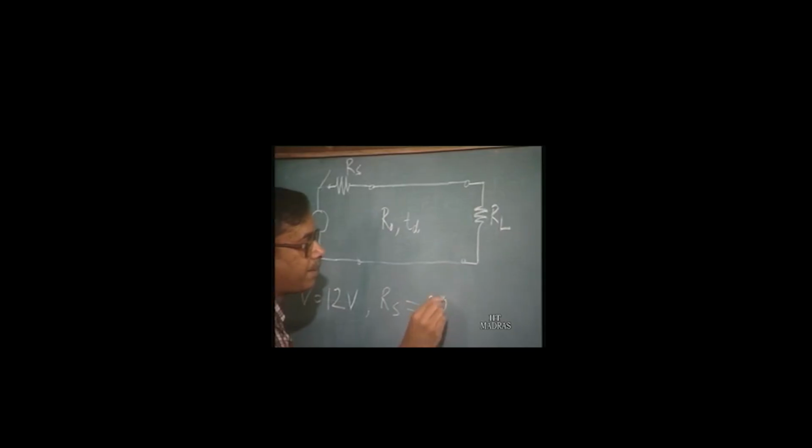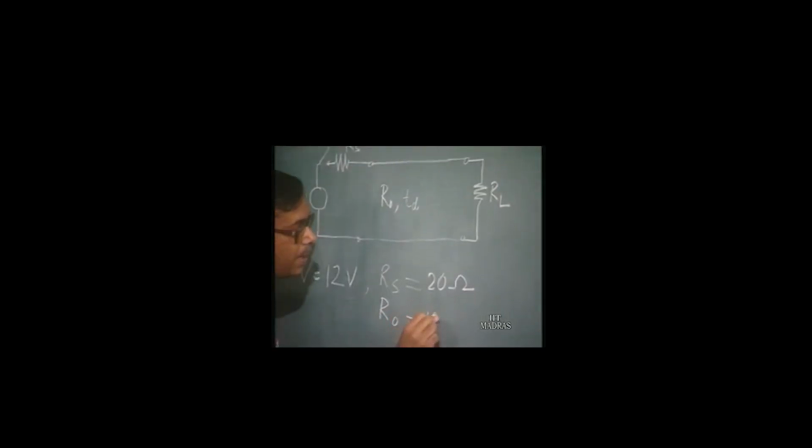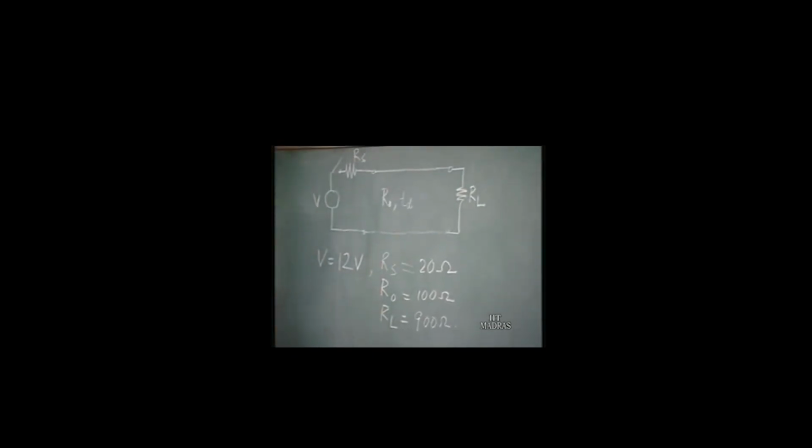and we also have a switch here, which is turned on at time t equal to 0. Let Rs be 20 ohms, R naught be 100 ohms, and RL be 900 ohms. So these are the different resistances, and the voltage source V is driving that line.